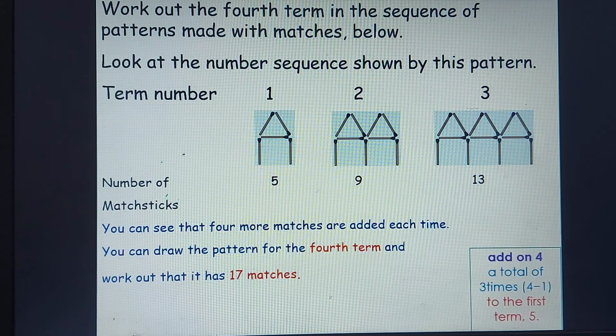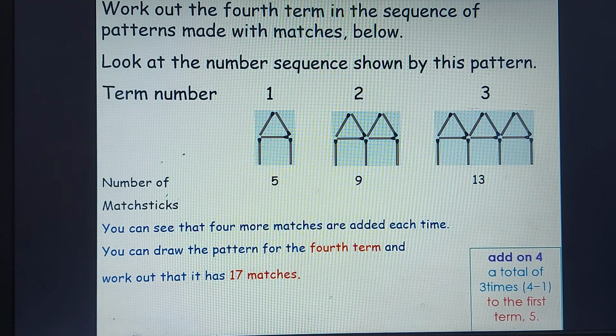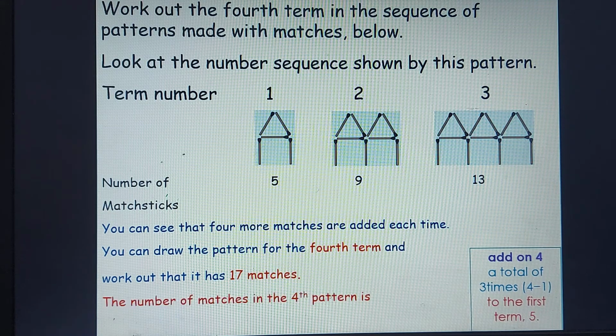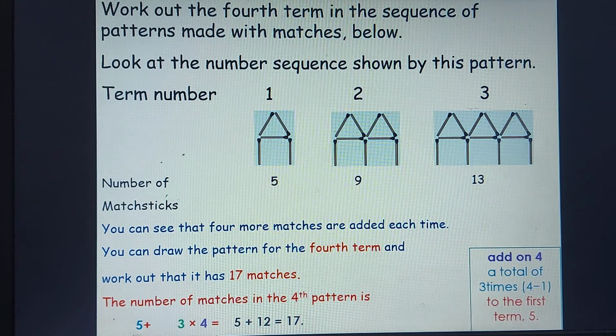So if we want to get the fourth term, we need to add on 4, a total number of 3 times to the first term, 5. Remember the rule, when you're looking for the fourth term, you subtract 1, that will give you 3. So we need to add on 4, a total number of 3 times to the first term, 5. So the fourth pattern is 3 times 4, 12. 12 plus 5, that will give you 17. So you can take your time to draw the pattern, the fourth pattern, to see how it's going to look like.